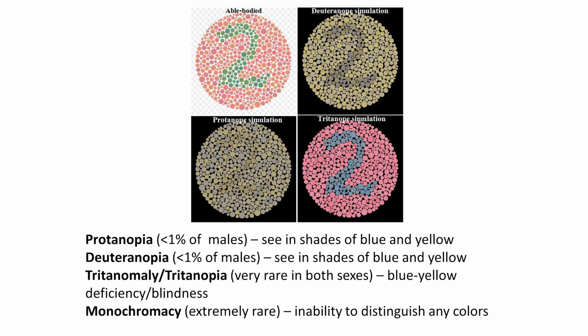Because rod cells are mostly distributed in the periphery and cones are in the fovea, we can't easily identify color in our peripheral vision. Rods also have less acuity than cones, which means that what we see in the peripheral vision has less detail.